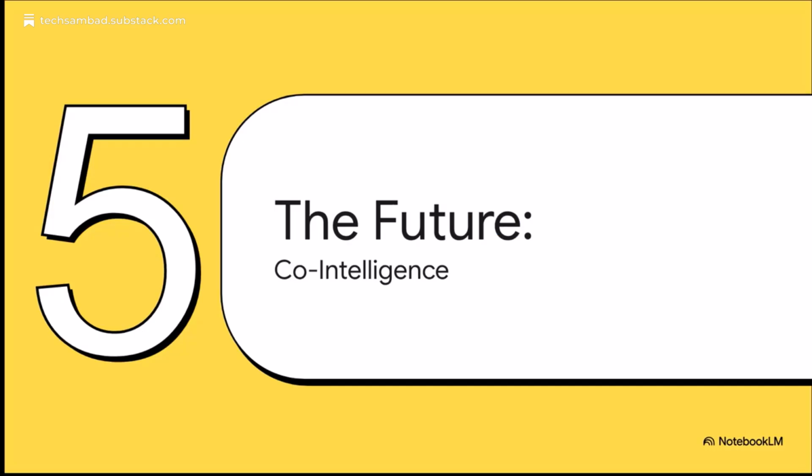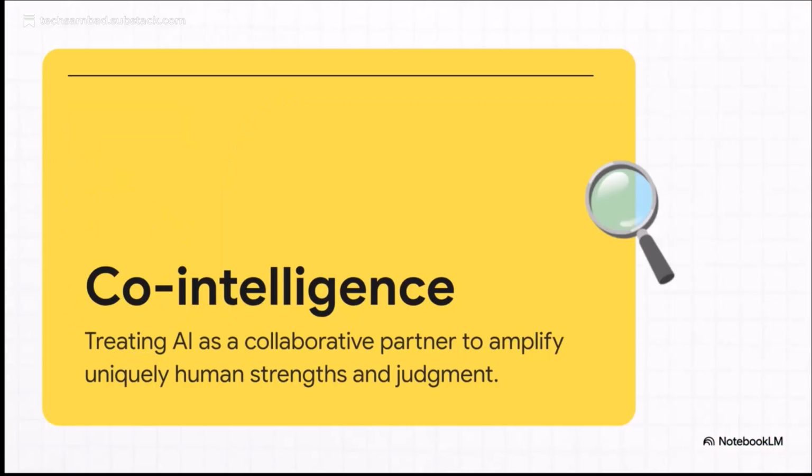So, how do we get this right? How do we navigate this crazy new world? The answer isn't to run away from the tech, it's to completely change how we think about it. This right here is the key. Co-intelligence. It's about shifting your mindset. You stop seeing AI as just a smarter hammer or something that's here to replace you. Instead, you start treating it like a collaborator, a partner that's there to amplify your strengths.